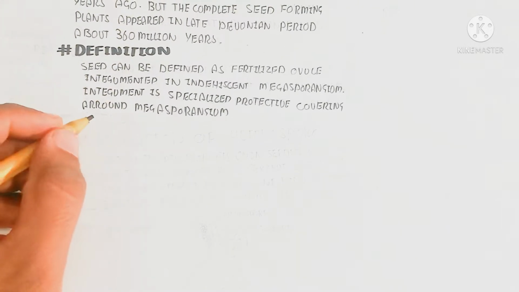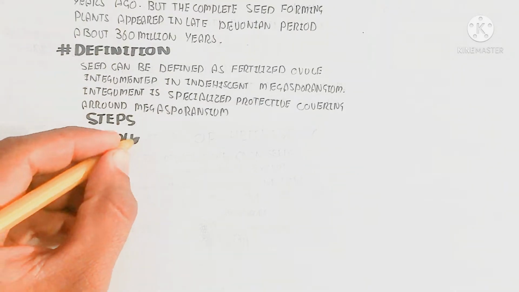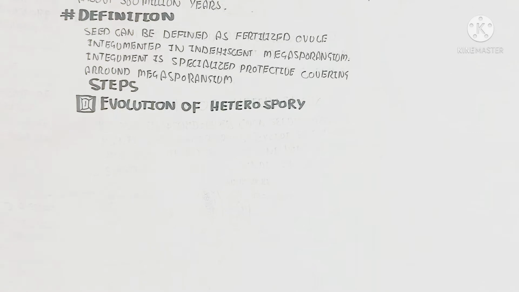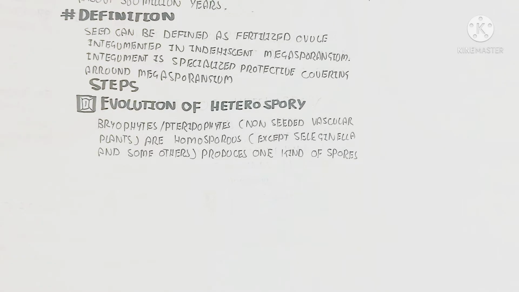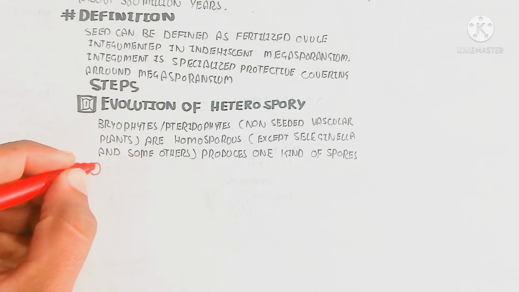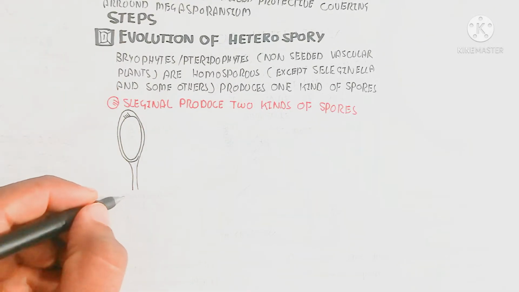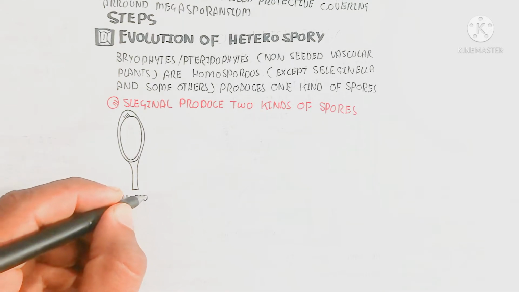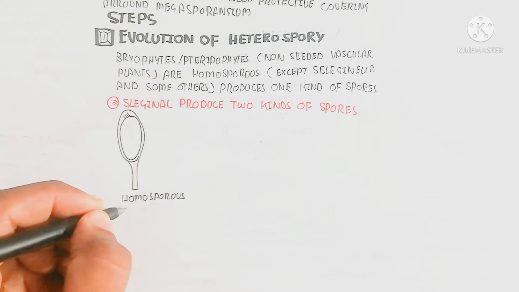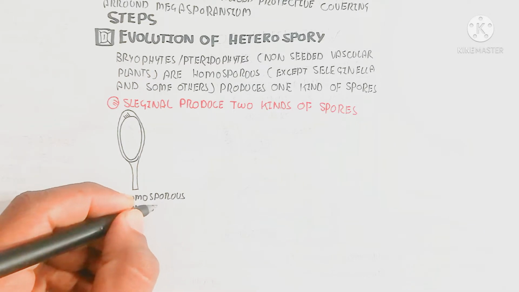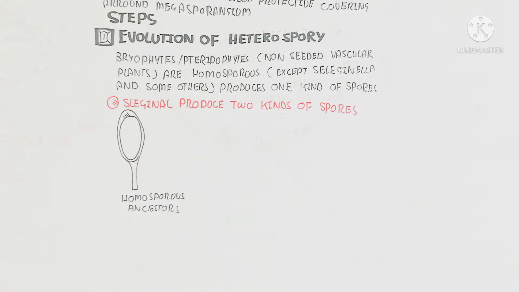On the other hand, here are the steps. Let's begin to understand the evolution of seed. Step one is the evolution of heterospory. Bryophytes and pteridophytes are the beginning, and they are non-seeded vascular plants. They are non-seeded and homosporous, producing the same kind of spores, except Selaginella and some others. Selaginella produces two kinds of spores. So this is the first evolutionary process, which gives heterospory. Hetero means different, and spores means spore.